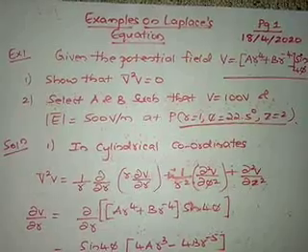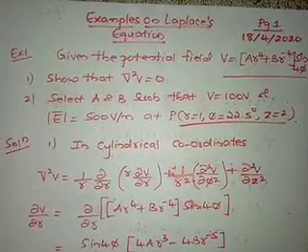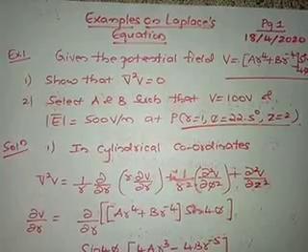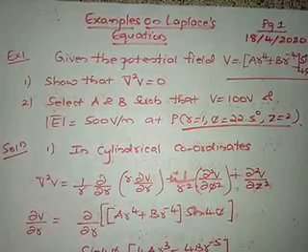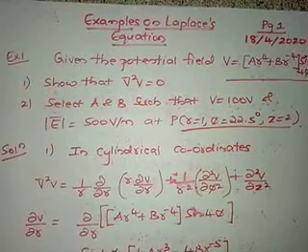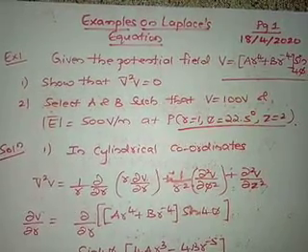He has given the potential field V equation. We have to show that del square V equal to 0. That is the first part. Second part, we have to find the values of A and B. Select A and B such that V is equal to 100 volt and E equal to 500 volt per meter at the given coordinates of R, phi and Z.